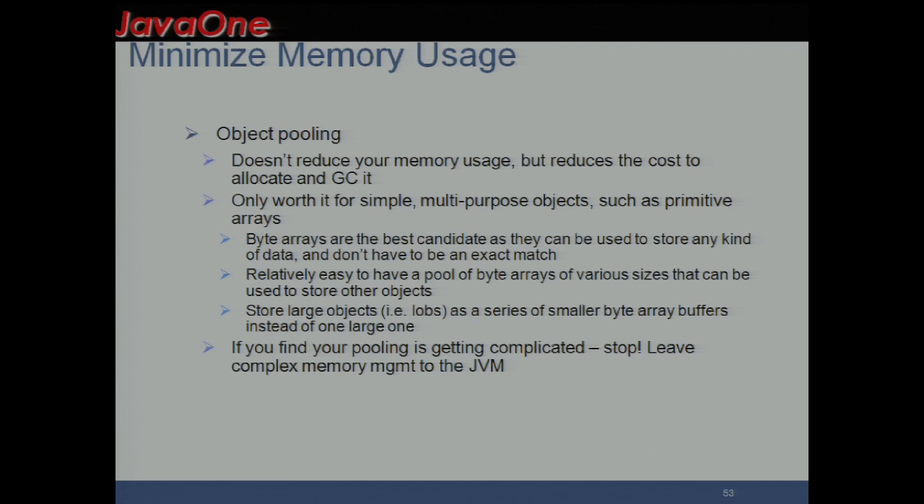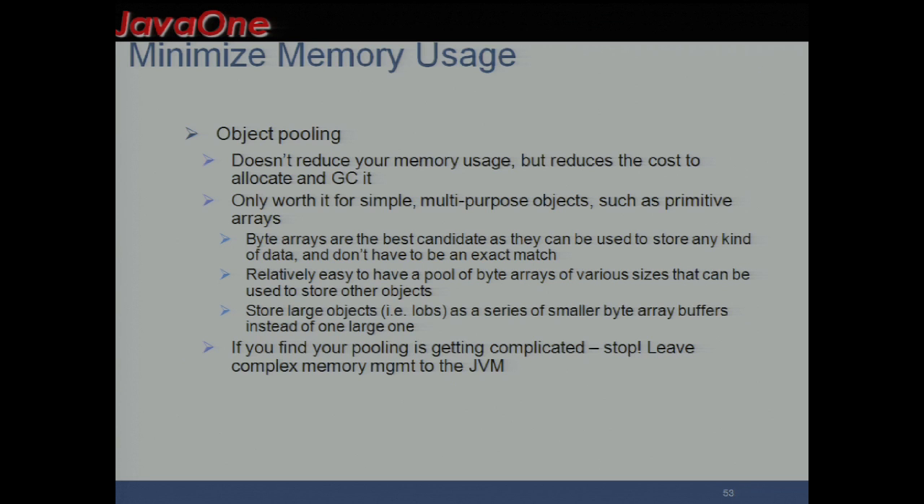And then, of course, there's object pooling, right? Object pooling can be a dirty word at times, but there are some limited cases where object pooling can be worthwhile. Object pooling doesn't actually reduce your memory usage, but it can reduce the cost to allocate and garbage collect it. So it's really only worth it for simple multi-purpose objects that are going to be able to be reused for lots of different things. So byte arrays are a great candidate for this because they can store any type of object, and it's relatively easy to have a pool of them that you can then find something that's a close size to what you want to use.